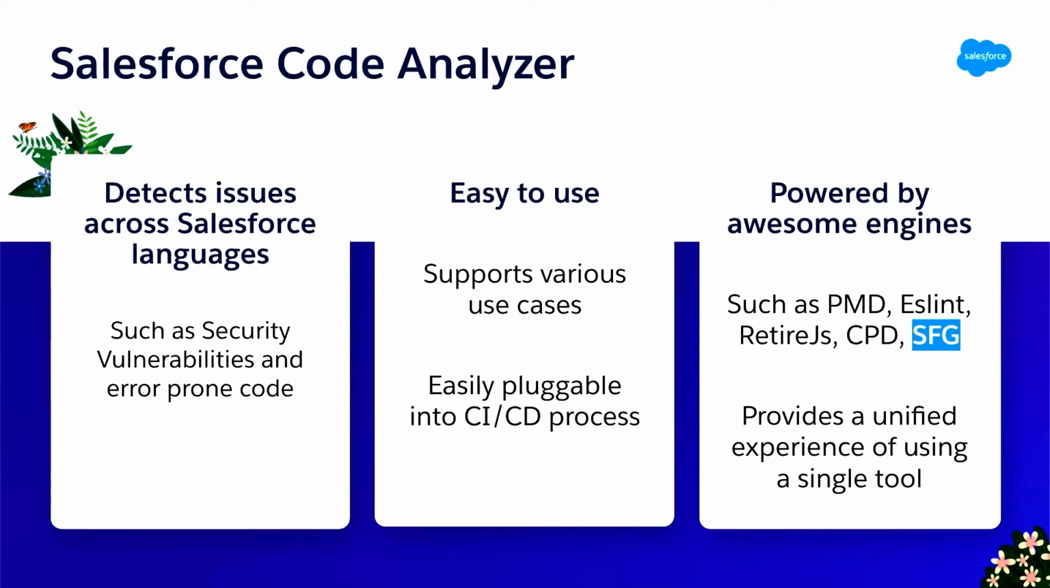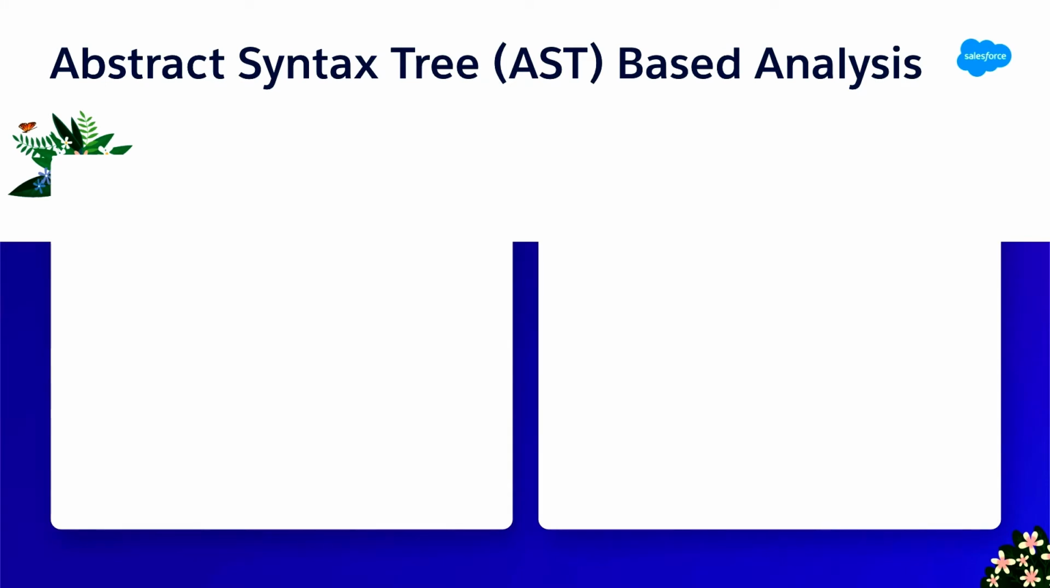OK, so I'm going to take a slight detour now, and let's talk about how exactly this analysis happens. I'm sure a lot of you are familiar with this. The way the analysis happens for many common static analyzers is that it converts the code into a format known as abstract syntax tree. This abstract syntax tree is nothing but the building blocks that make up the code, and it's a hierarchy that represents the code. I'm sure you're all having flashbacks of your compiler design classes.